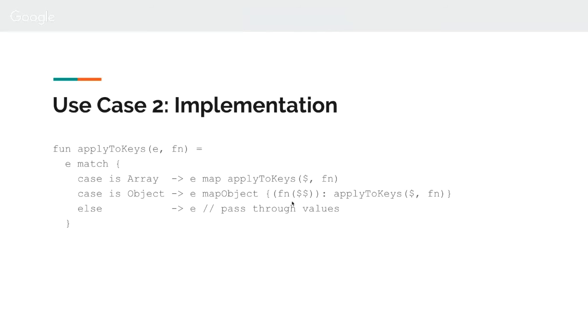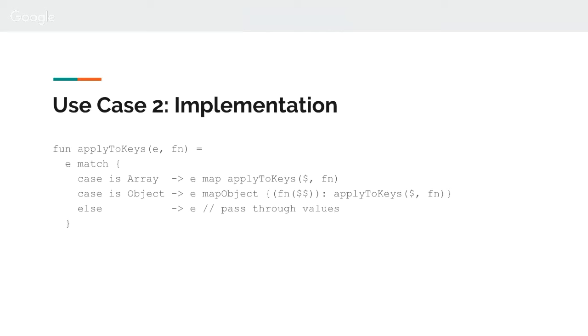If it's an object, this is where we're actually doing our work, because objects are the only things that can have keys. So you'll see here that we use the function to modify the key. And then we just apply keys to everything else in the object, because remember that the value can be another object.